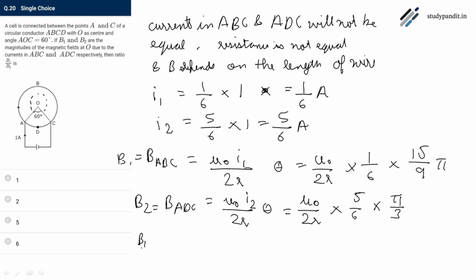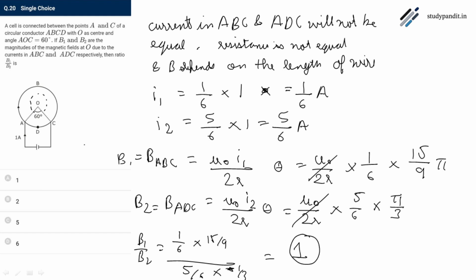B1 by B2 equals, these two will cancel out, 1 by 6 into 5 by 3 upon 5 by 6 into 1 by 3, which equals 1. So what we observe, even though the current wasn't equal, the ratio of B1 upon B2 remains constant, and that is equal and opposite direction. So even though the angle between them will be changed, then too the ratio will remain 1. So the answer is A.